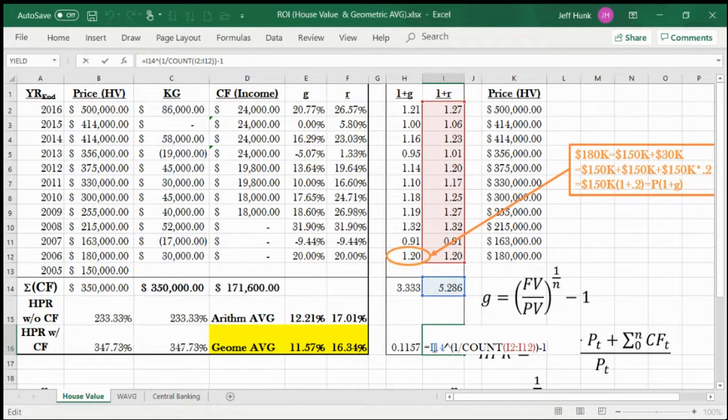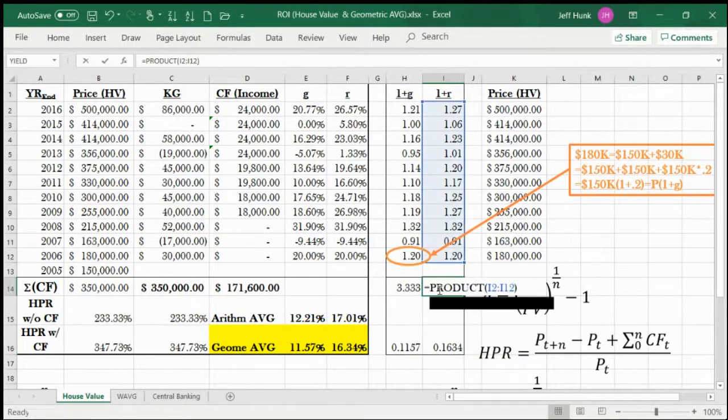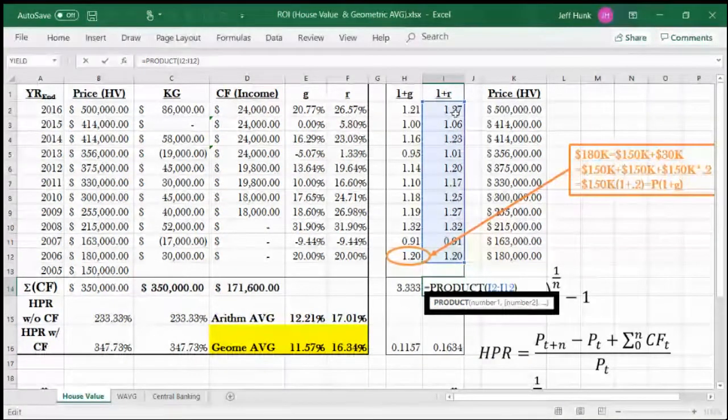And what is this? This I14 is this term, 5.286. And what is 5.286? It's the product of all these gross growth rates, right? Gross returns. Product, it's multiplication, right? Product of all of them. So in a way, it's the result of compounding, all compounding from year 1 through year 11. Makes sense? That's the result of compounding everything from year 1 to year 11.